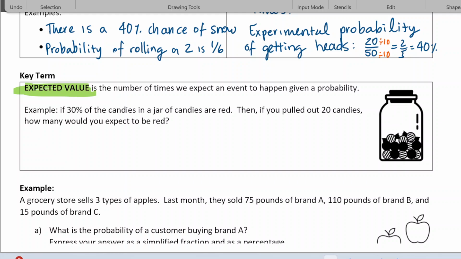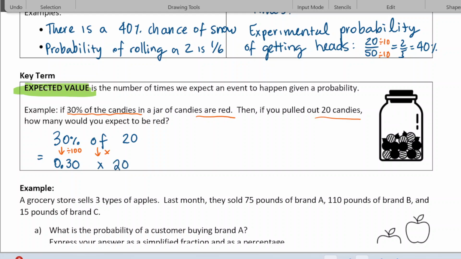Here's an example. Let's say 30% of the candies in a jar are red. If you pull out 20 candies, how many would you expect to be red? You would expect 30% of the 20 candies to be red. Not always going to be true, but this is how you would do it. Your calculator works in decimals, so the fastest way to calculate 30% of 20 is to change it to a decimal by dividing by 100. So 0.30 of, and when it comes after a proportion like a percentage, of always means multiply, and then 20.